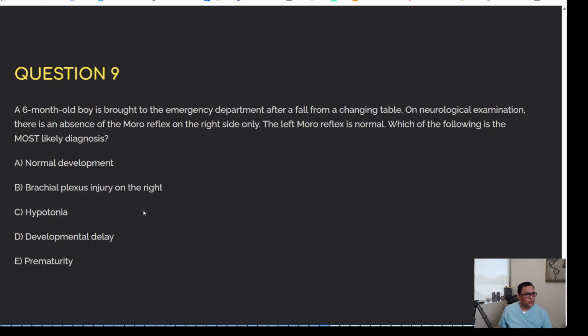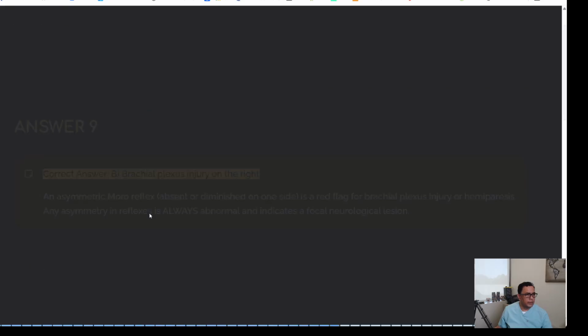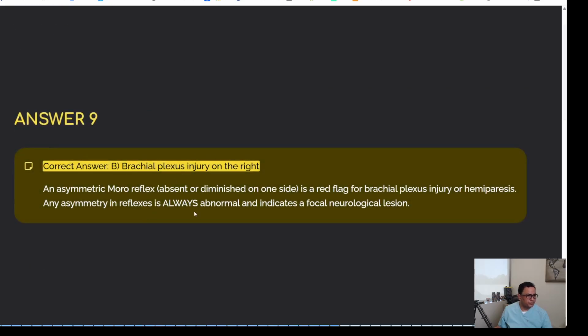Six-month-old with absence of Moro reflex on the right side. The left is normal, so there is asymmetry. Whenever asymmetry comes, it's not normal. It could be a brachial plexus injury on the right side. B. Okay, B.